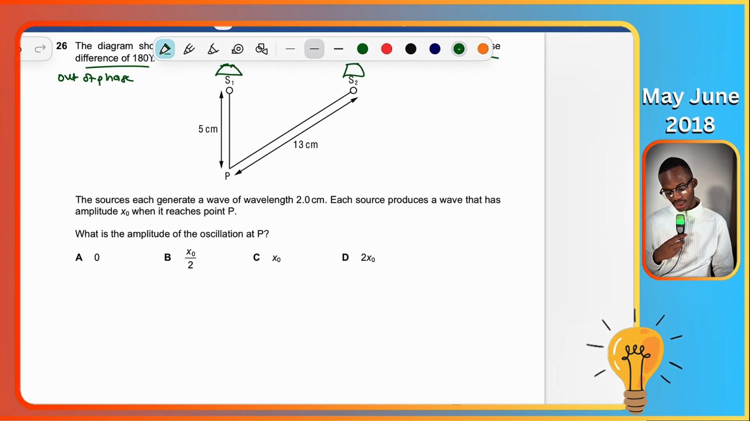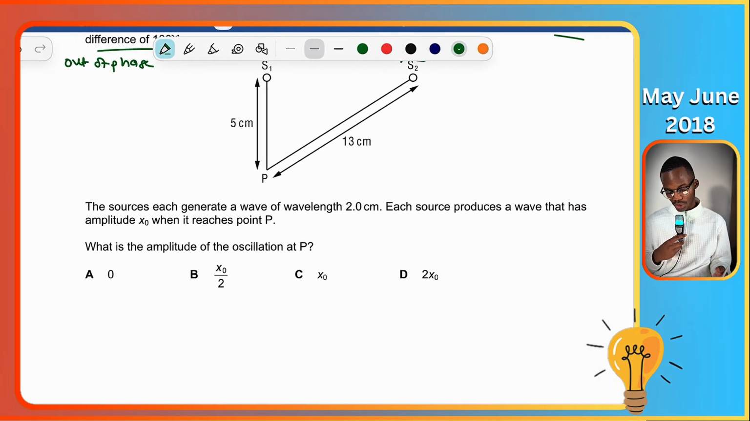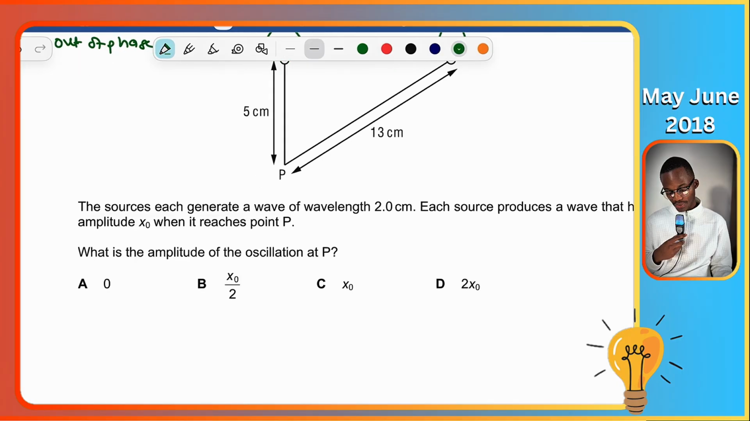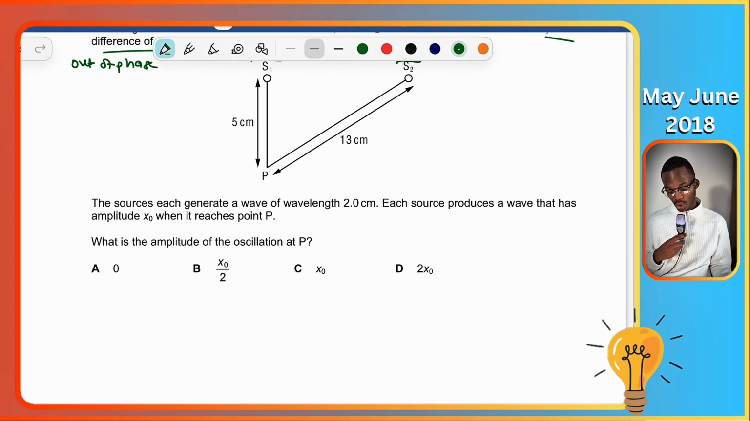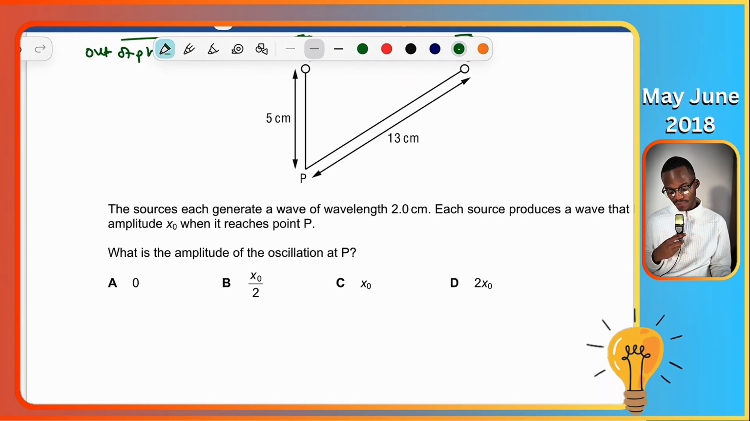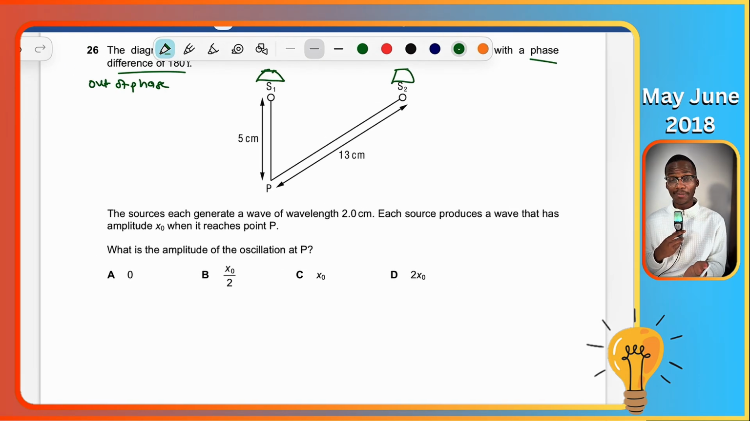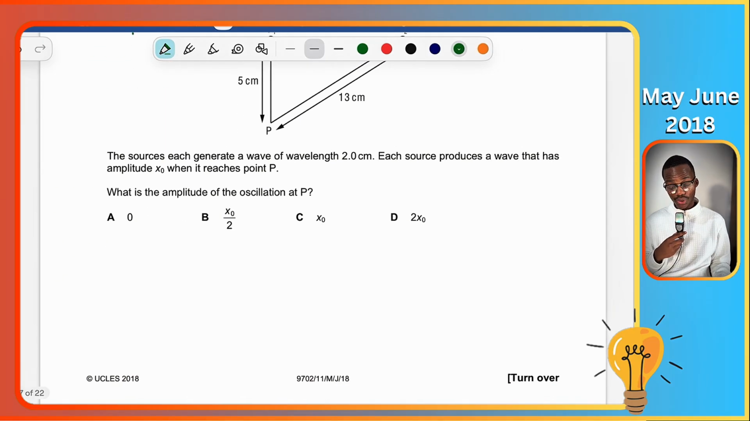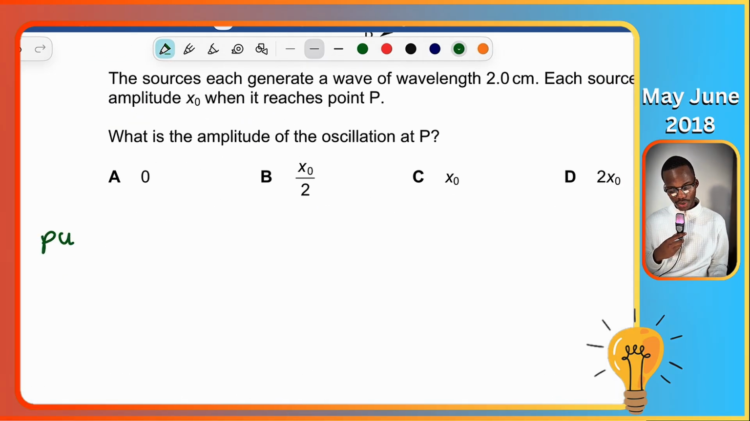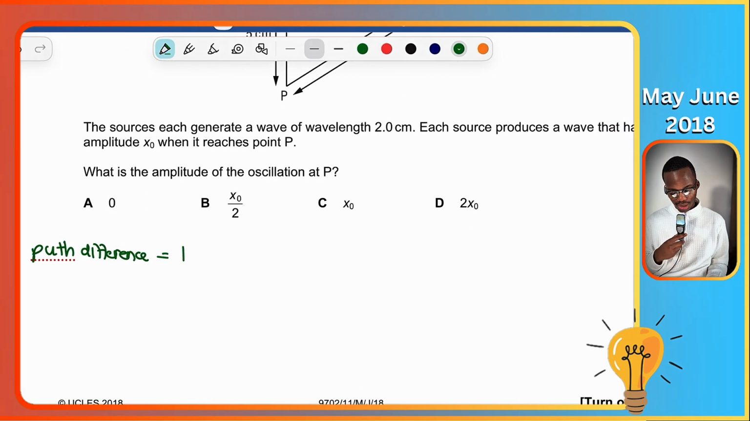Now, the sources generate waves of wavelength 2. Each source produces a wave that has an amplitude x0 when it reaches point P. What is the amplitude of the oscillation at P? So we're going to look at what we call the path difference. How different are these paths? Which is something that you should know, guys. The path difference in this case is that one is longer than the other, which is 13 minus 5, which is 8.